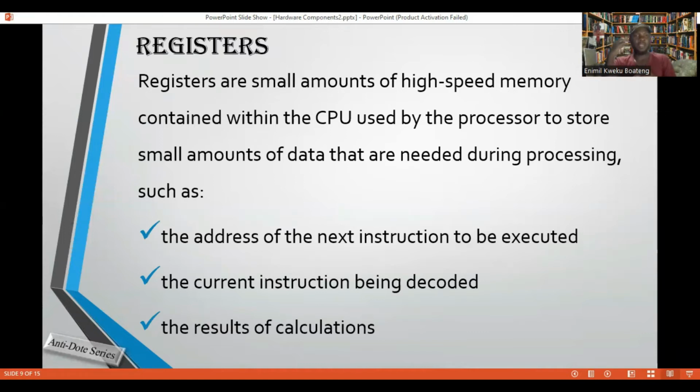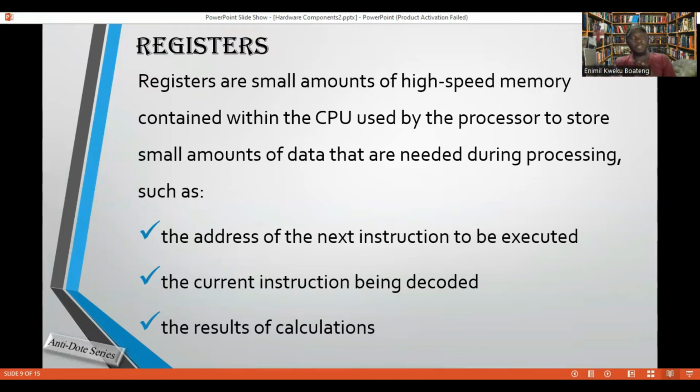When we look at the machine cycle, how the CPU works, you would come across this: the address of the next instruction to be executed. Well, I will explain that when we look at it. Or better still, let me even talk about it. The fetch operation handles the address of the next instruction to be executed, and this is stored in the register. Then the current instruction being decoded is also stored in the register.